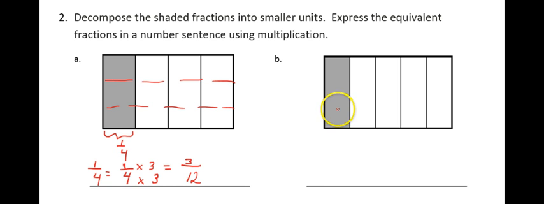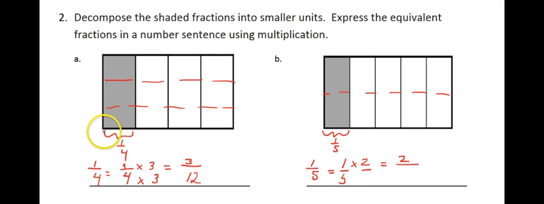On the next model, I have a fraction that is 1/5 because there's 1 piece shaded out of the 5 that make the whole. I'm going to divide this in half. That means instead of having one piece that's shaded, I doubled that amount. I now have 2 pieces that are shaded. And instead of having 5 pieces that make up the whole, I doubled that amount as well. I now have 10 pieces that make up the whole. 1/5 is equivalent to 2/10.